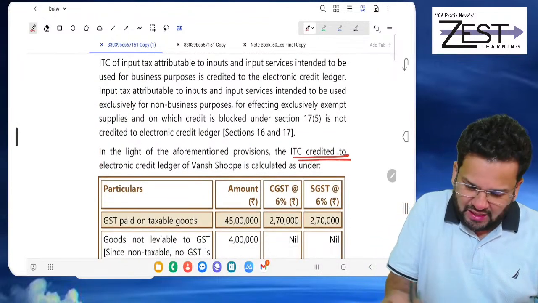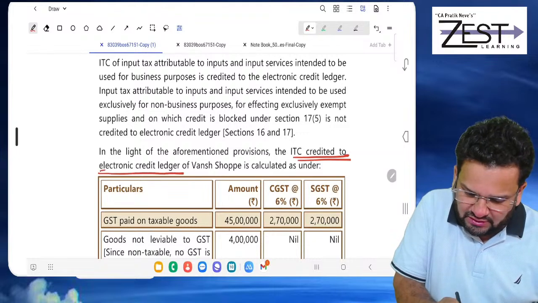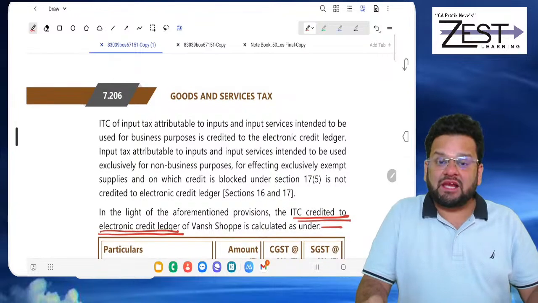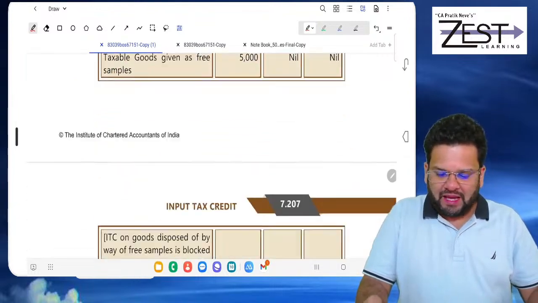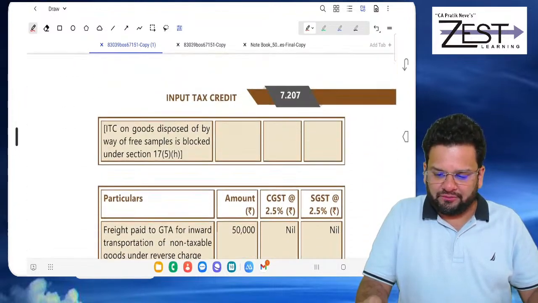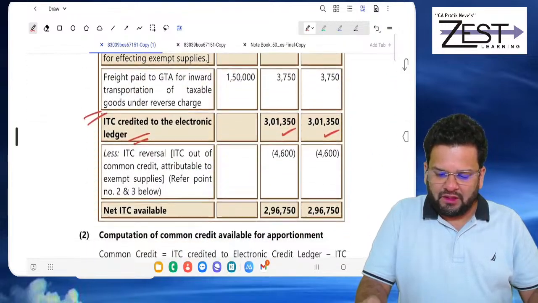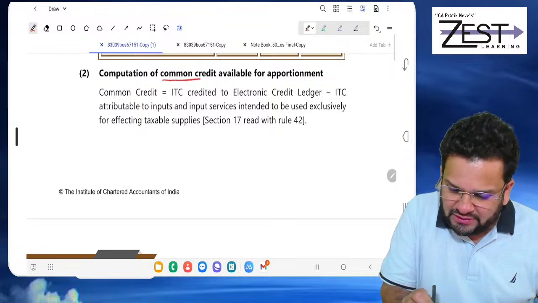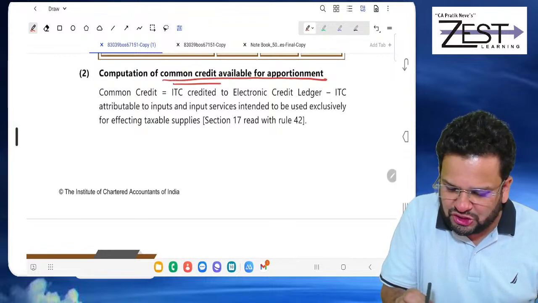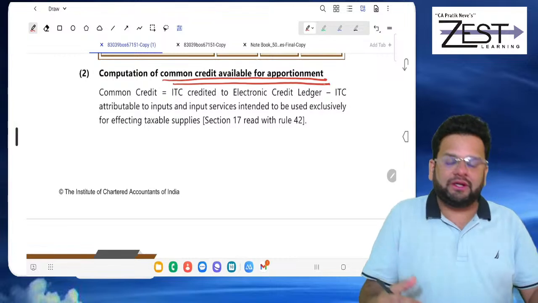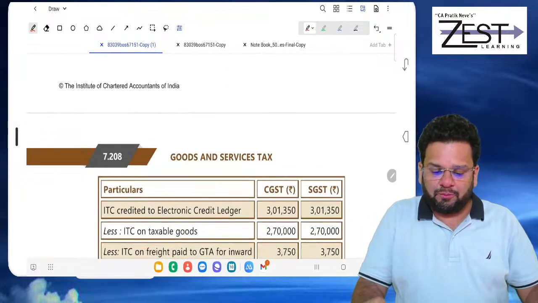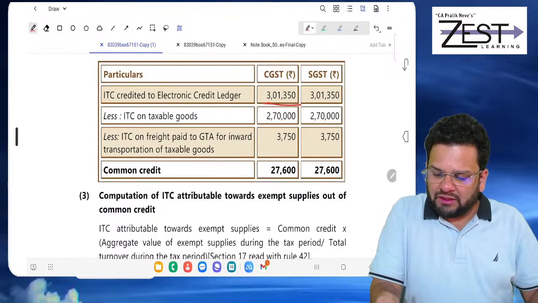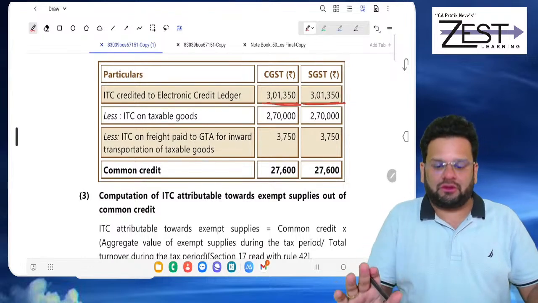This was the ITC credited to the e-credit ledger. Shall we go ahead? And now what should we calculate? If you have done that, we will calculate the common credit available for apportionment. How will we calculate the common credit available for apportionment? So first of all, 3,01,350 each you have got.